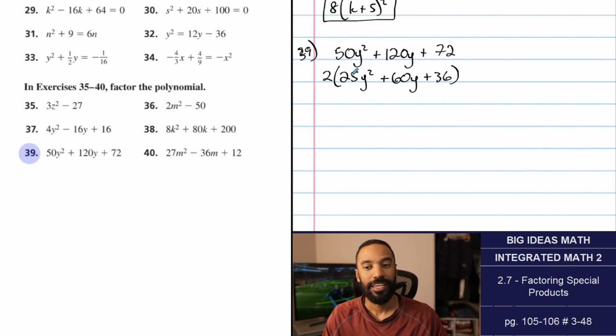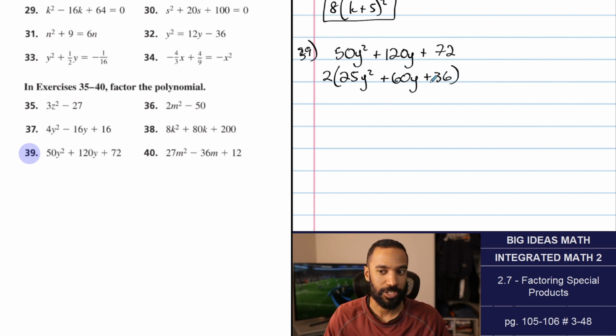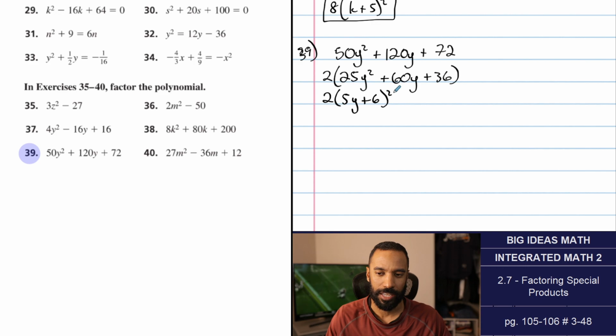And not bad. In a general case, this might be bad because there are a lot of factors of 36. 25, not too many, but 25 is a perfect square of 5. 36 is a perfect square of 6. And 60 is doubling 30, 5 times 6. 5y times 6. So this is 5y plus 6 quantity squared with the 2 factored out.